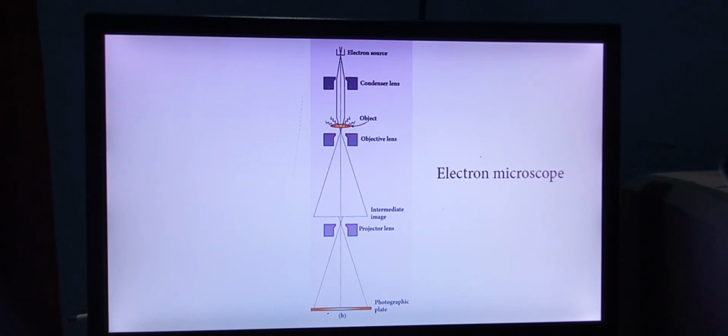Next, electron microscope, and in this case the electron source, condenser lens, object, objective lens, intermediate image, projector lens, photographic plate.